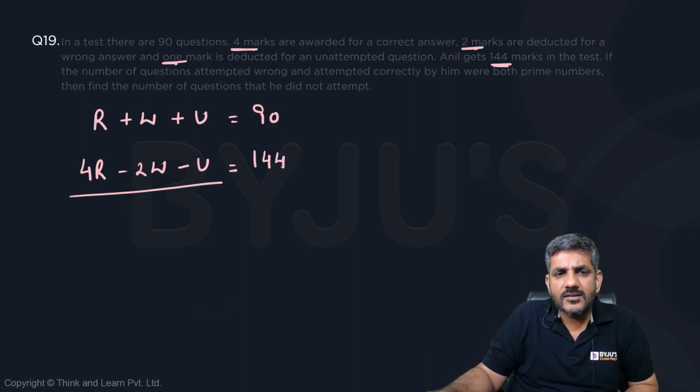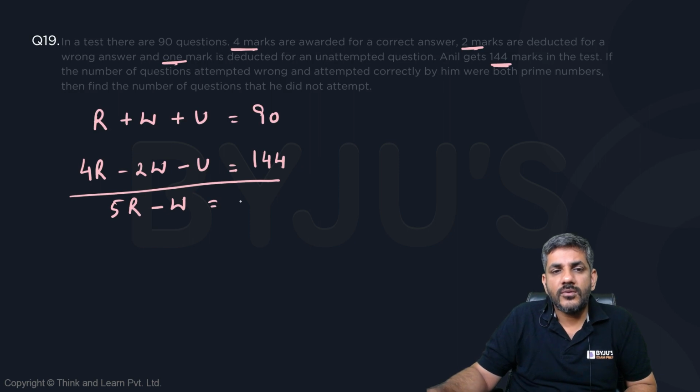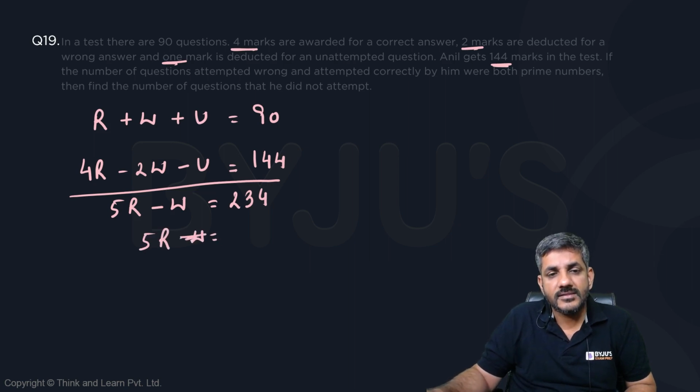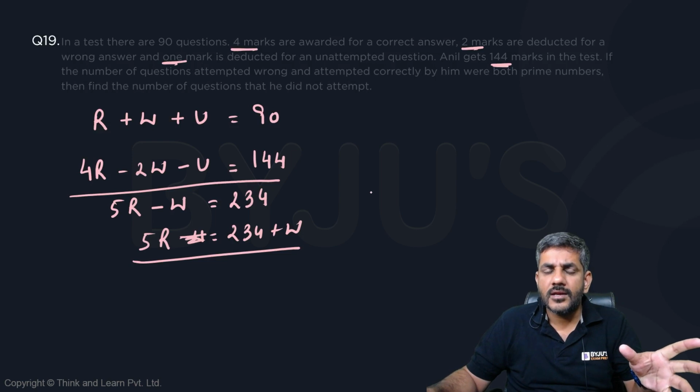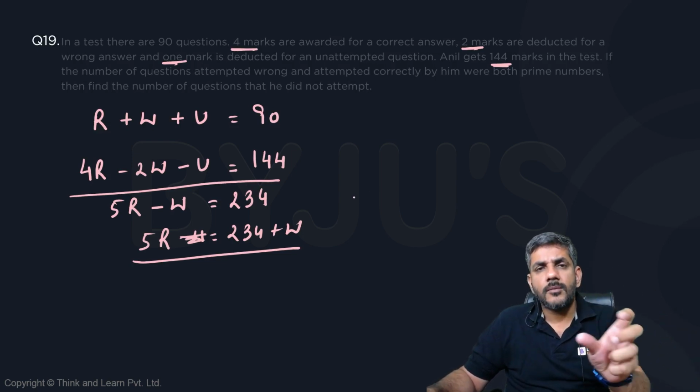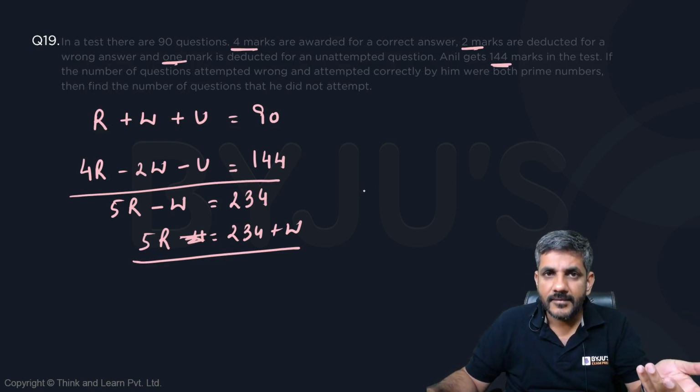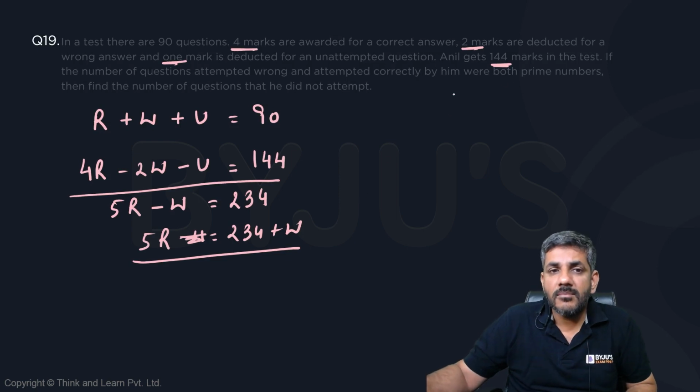If I just add the two equations, I get 4R plus R is equal to 5R. Minus 2W plus W is minus W. U and U cancel out and I get 234. So 5R minus W is 234, or in other words, I can say 5R is equal to 234 plus W. Now R and W should be so chosen in a way such that 234 plus W becomes a multiple of 5, right?